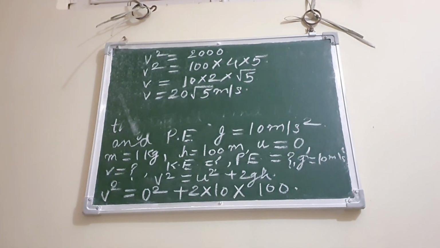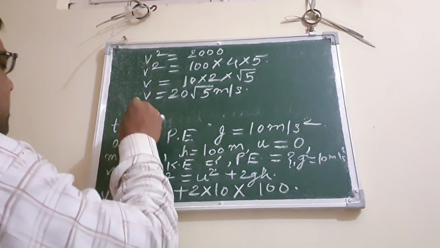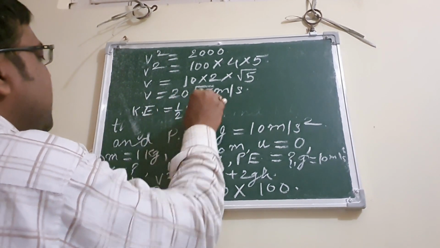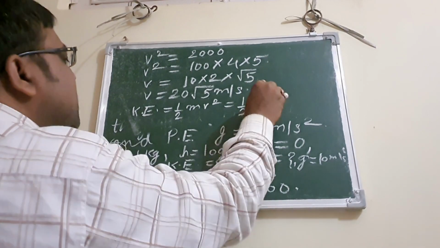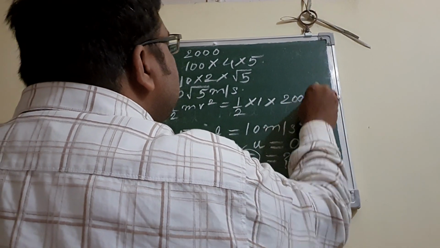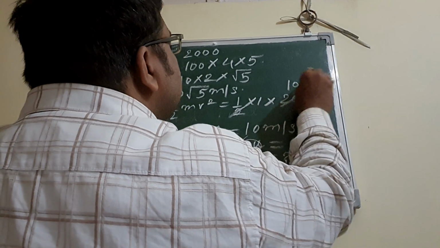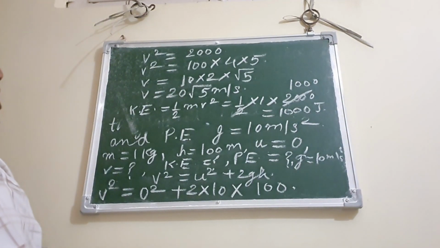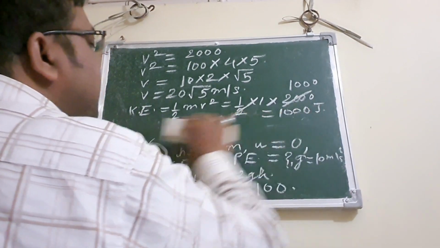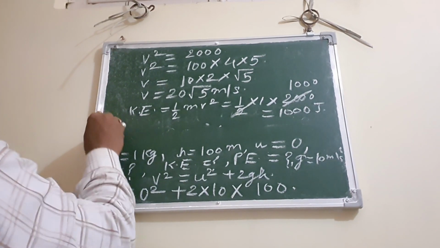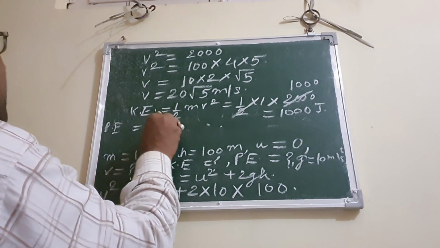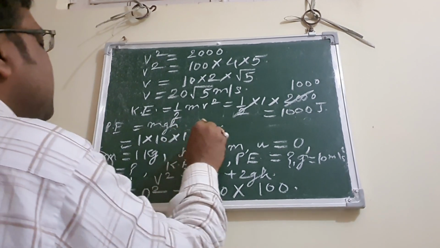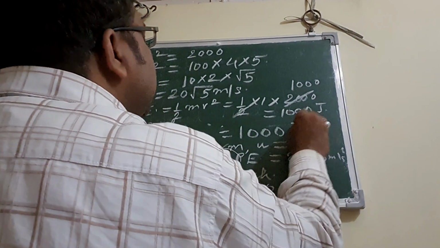Now we have to find the kinetic energy. Kinetic energy is equal to half mv square. So it is half, mass is 1, v square is 2000. The 2 cancels, so it becomes 1000, which is equal to 1000 joules. Also we have to find the potential energy. Potential energy is equal to mgh. Substituting the values, mass is 1, gravity is 10, height is 100. So it again comes out to be 1000 joules.